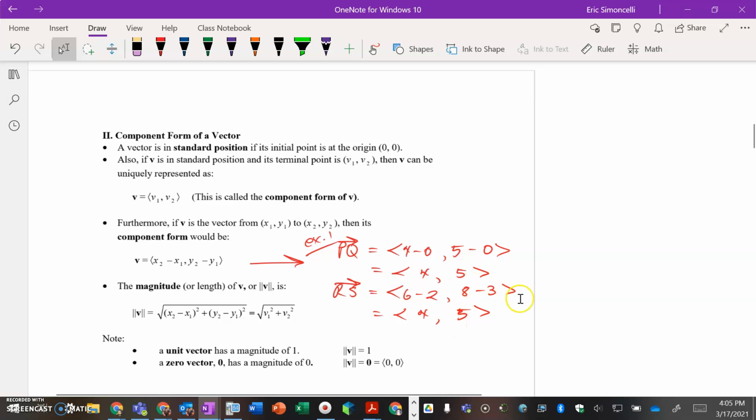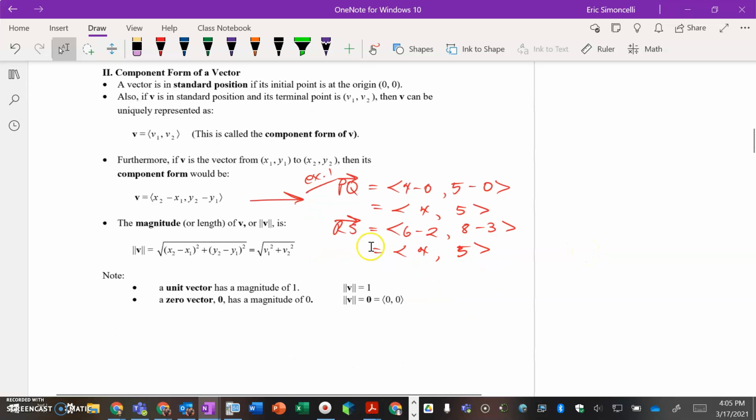Okay, so we do need to have an understanding as to how we can find the component form. The answer, of course, is the same because they're equivalent vectors. Please be mindful of how to rewrite it in standard position and in this component form.